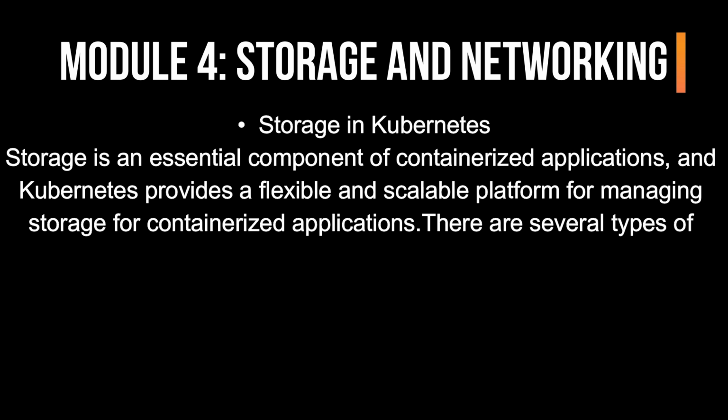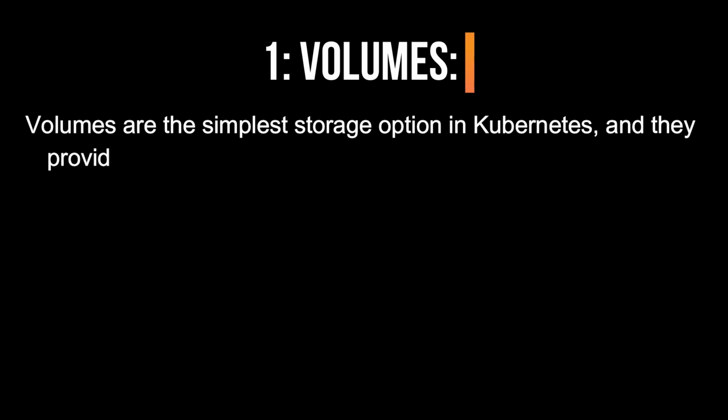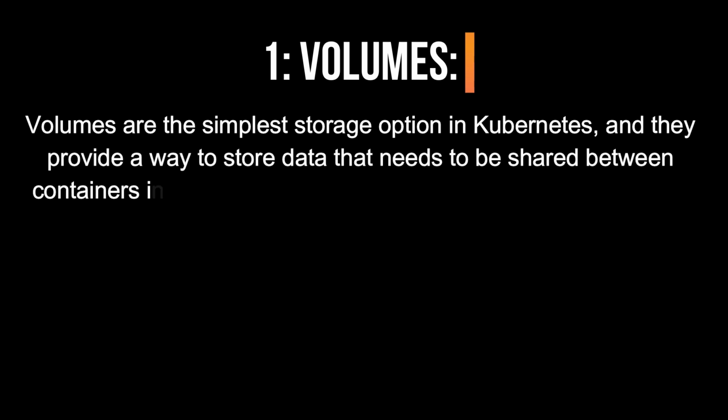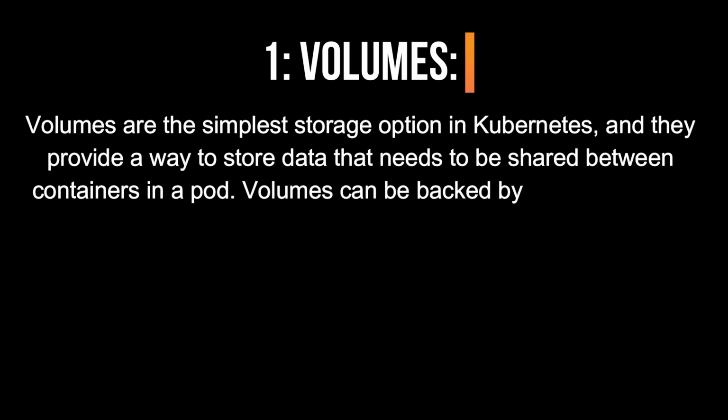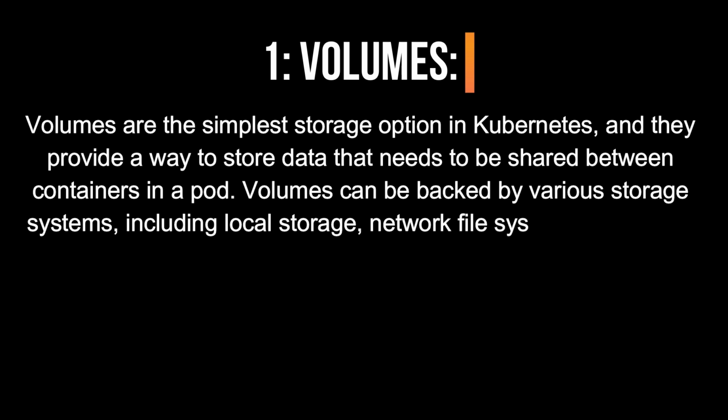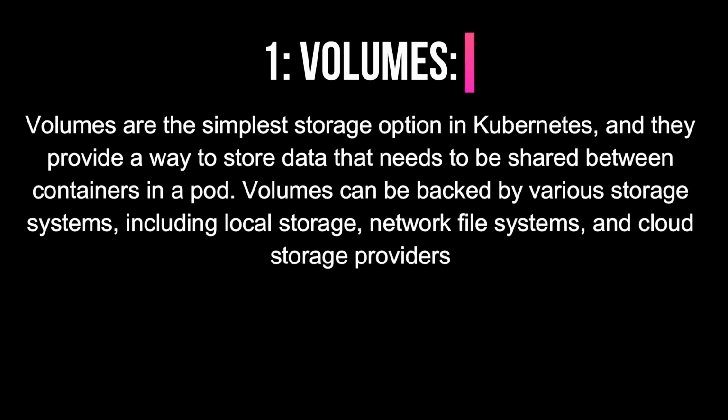There are several types of storage options available in Kubernetes, including: 1. Volumes. Volumes are the simplest storage option in Kubernetes, and they provide a way to store data that needs to be shared between containers in a pod. Volumes can be backed by various storage systems, including local storage, network file systems, and cloud storage providers.